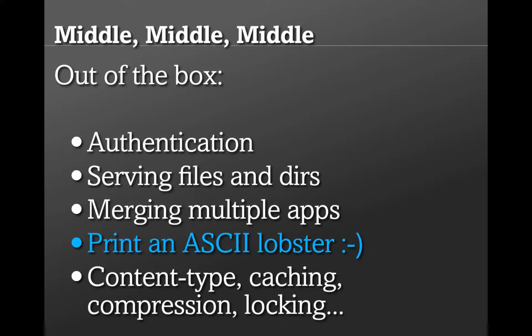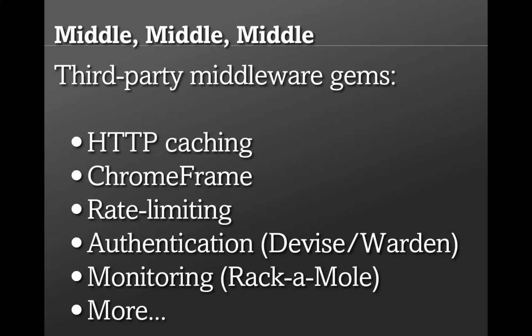There's a cute built-in piece of middleware that prints out a little ASCII art lobster. If you haven't seen it, it's worth one Google search to have a look. It's called the Rack Lobster. And of course, lots of little utility things like content type, which we saw earlier, as well as simple caching. Make sure gzip compression is on for that connection, and a number of other things.